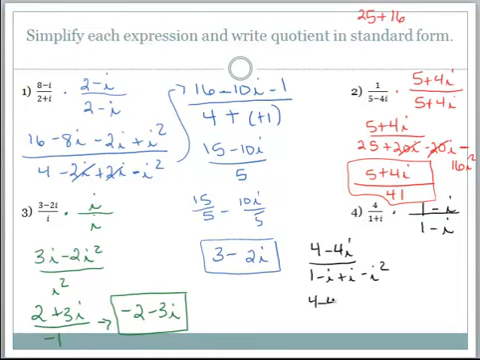So we have 4 minus 4i all over. This is 0. i squared is negative 1. But minus a negative 1 would be a positive 1. So we get 1 plus 1, which is 2. Remember to split it up. We get 4 over 2 minus 4i over 2. So that's 2 minus 2i.